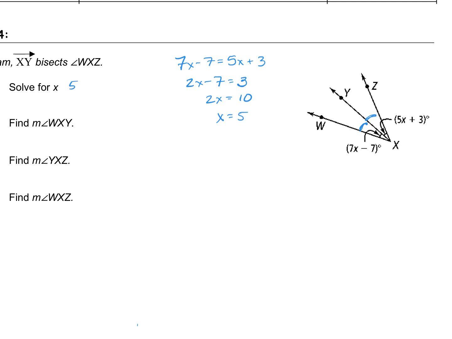Now it says we have to find angle WXY. So we got to find the one to the left. So that's going to be 7 times 5 minus 7, which gives me 28. Now we're going to find the other side. So 5 times 5 plus 3, again, that's 28. And then the last one wants angle WXZ, so it wants the whole angle. So that means we're going to add the two pieces together, and we're going to get 56.